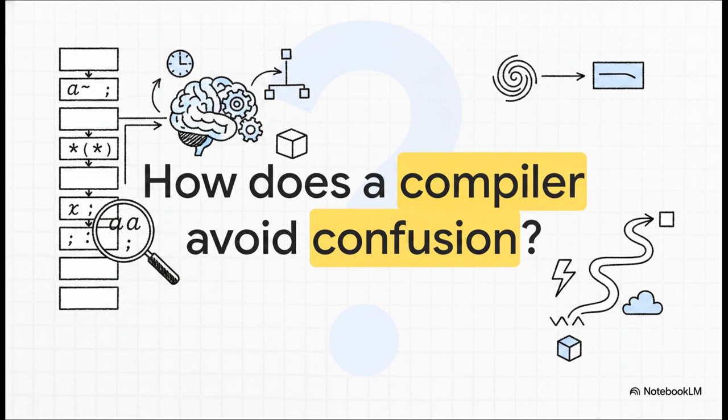So how does it track its state without completely losing its mind? How does it remember if it's currently reading a variable name, a number, or just a comment, without getting utterly confused by the very next character it sees? That gentle curiosity right there is our starting point today.